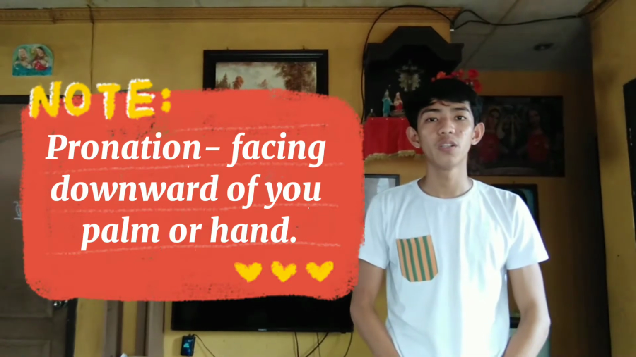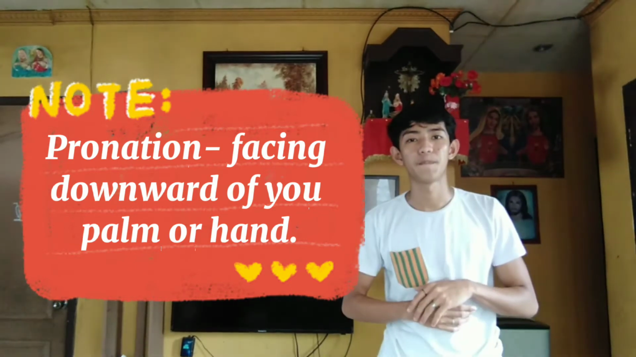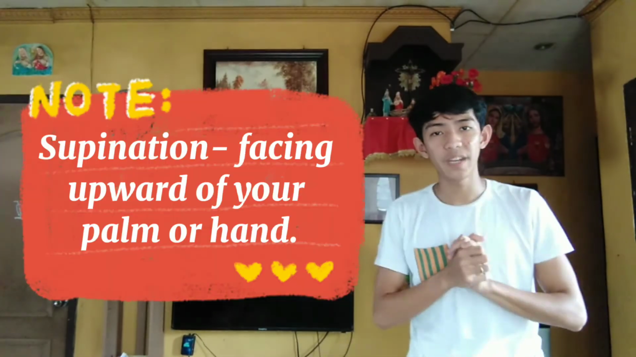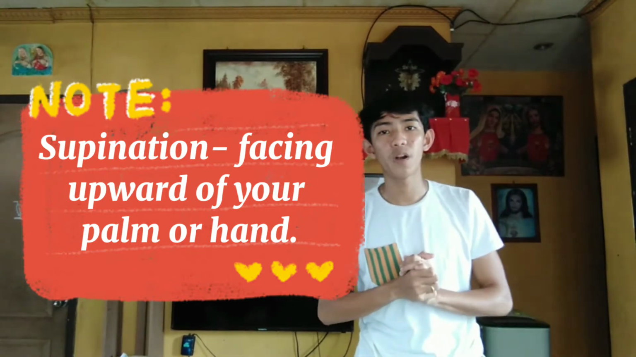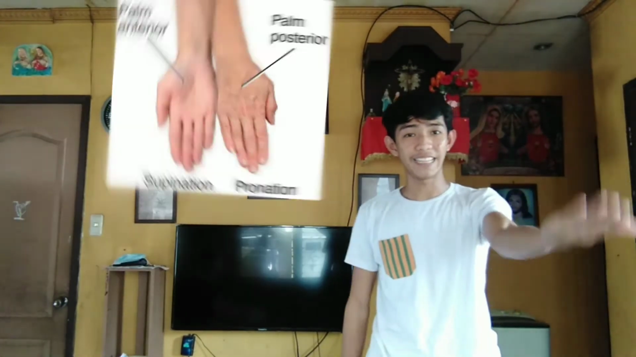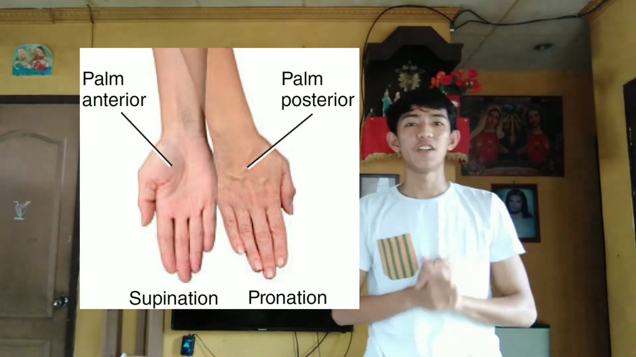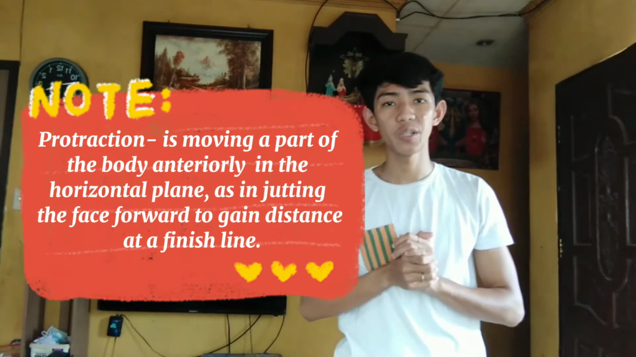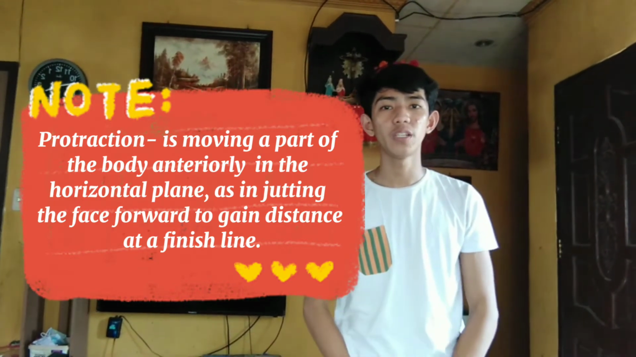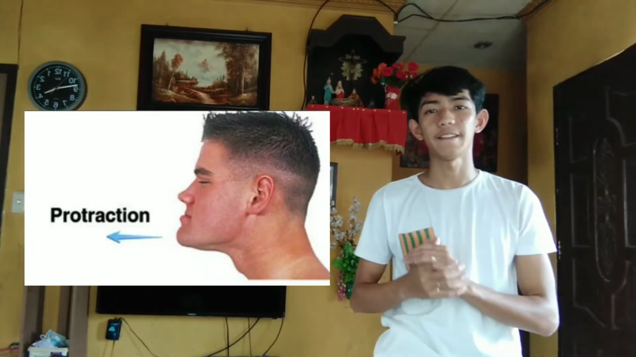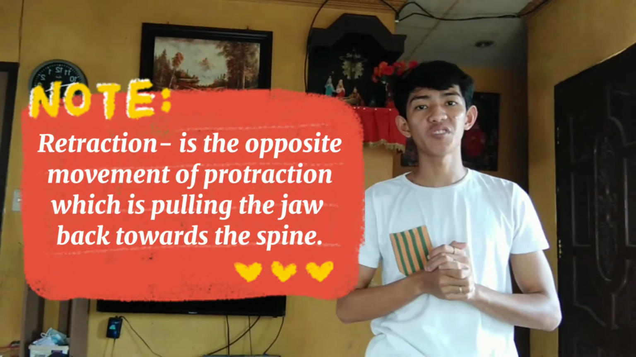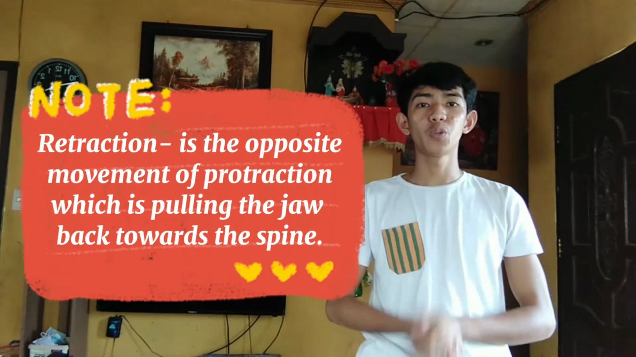Pronation is facing downward of your palm or hand. Number 13 is supination. Supination is facing upward of your palm or hand, like this. Protraction. Protraction is a moving forward of the body anteriorly in the horizontal plane, as in jutting the face forward to gain distance at a finish line. Number 15, retraction. Retraction is the opposite movement of protraction, which is pulling the jaw backward towards the spine.